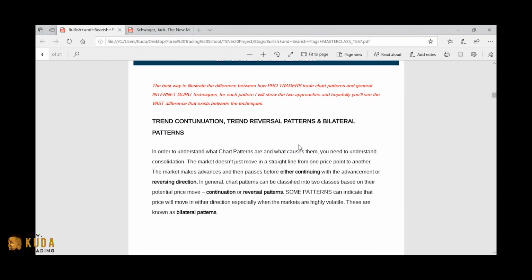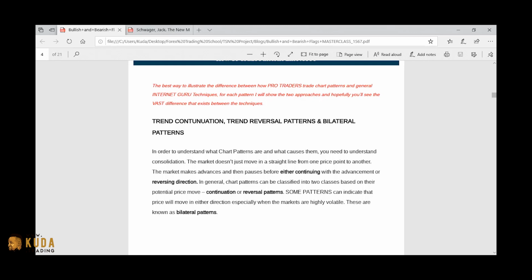So there are 3 types of trading patterns or chart patterns. There are trend continuation patterns, trend reversal patterns, and bilateral patterns. So in order to understand what chart patterns are and what causes them, you need to understand consolidation, guys. You need to understand what consolidation is. So this is what consolidation is.